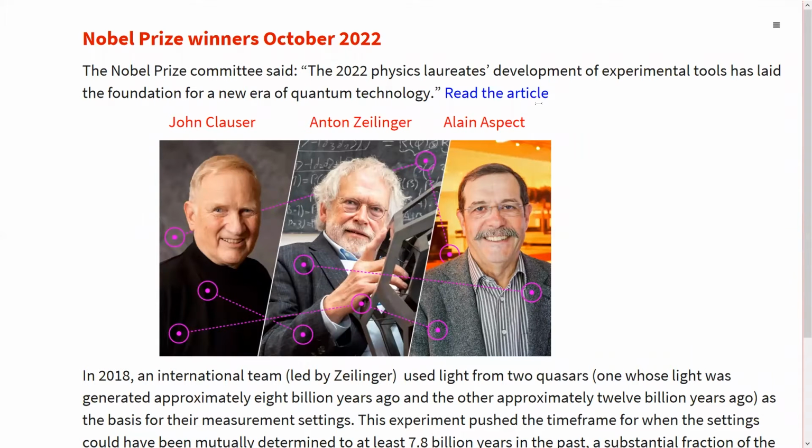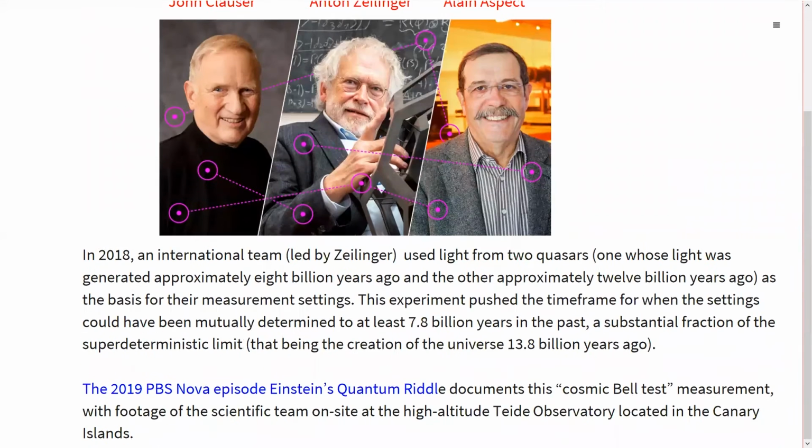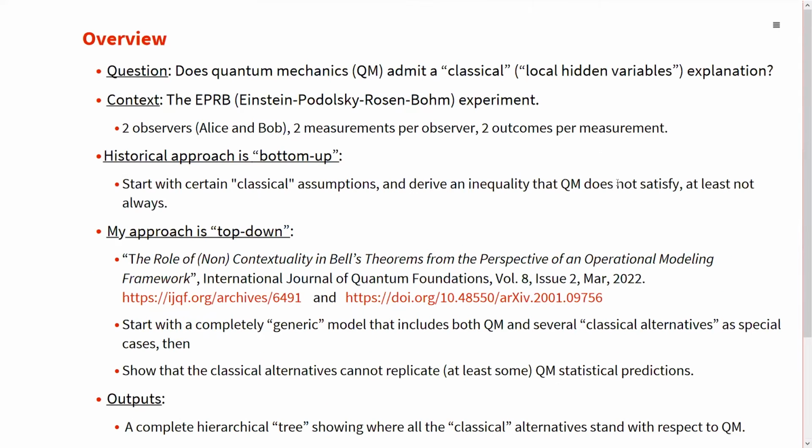You can read the article in Quantum Magazine, and you can watch a PBS Nova episode called Einstein's Quantum Riddle, which came out in 2019, which is kind of interesting, which shows Zeilinger's very exotic experiment where he used the light from quasars 9.8 billion light years away, or separated by 9.8 billion light years, just to prove that there wasn't any common cause effect to the detector settings. It's a pretty interesting show.